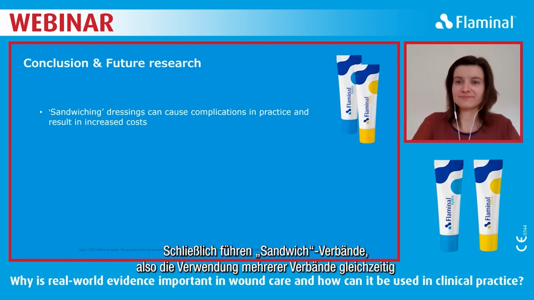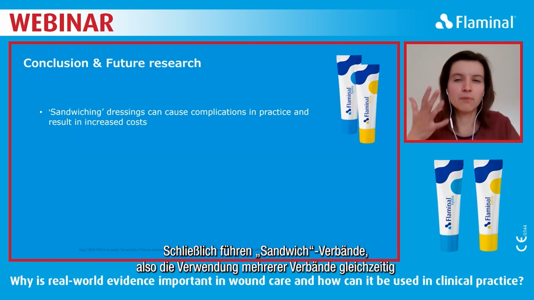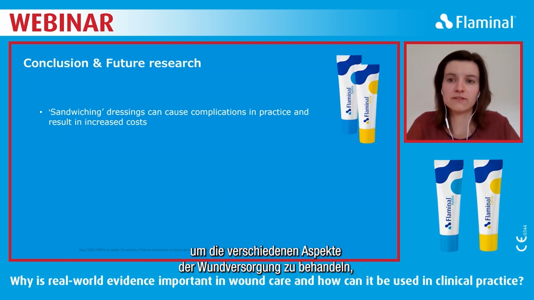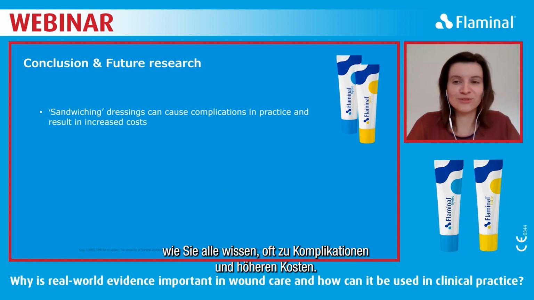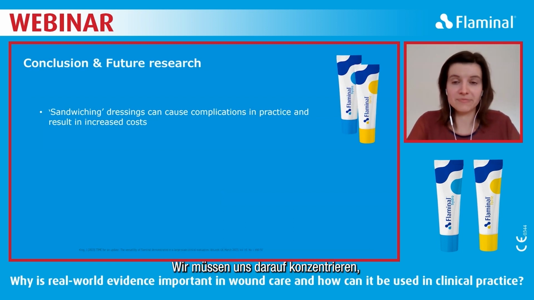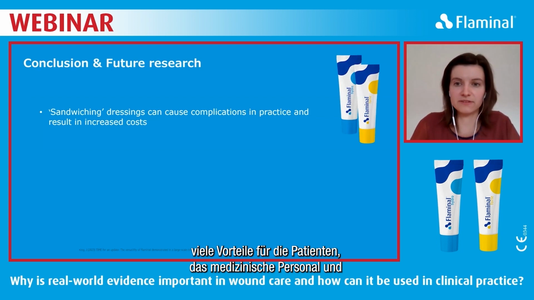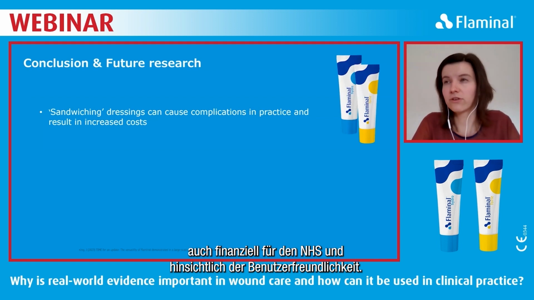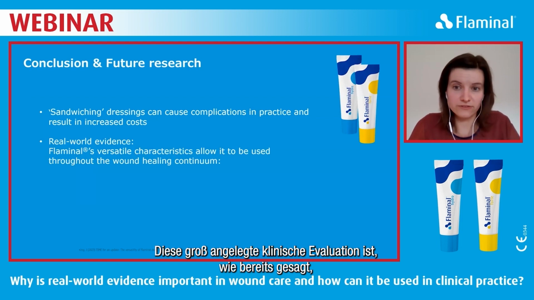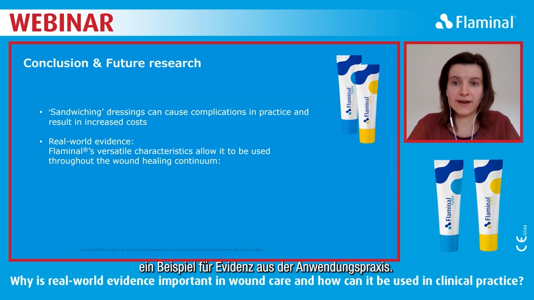To conclude then, sandwiching dressings or using multiple dressings to tackle the different aspects of wound care can cause, as you all know, complications in practice and will result in increased costs. That is why a dressing that on its own can address the many barriers of wound healing will undoubtedly benefit the patient, the healthcare professional, as well as the NHS in terms of cost effectiveness, in terms of ease of use. This large-scale clinical evaluation is, as said, an example of real-world evidence.